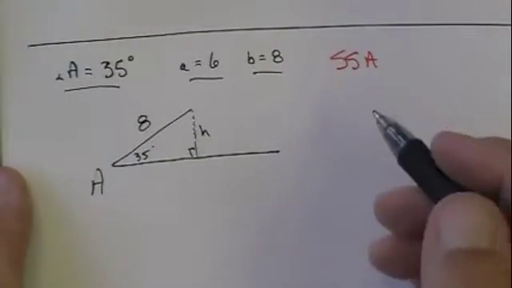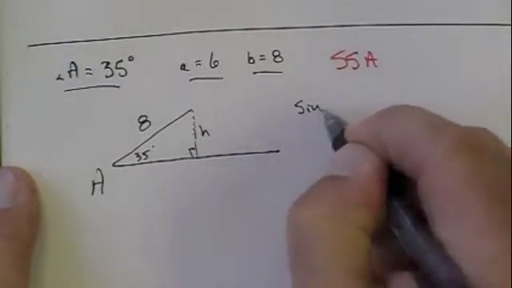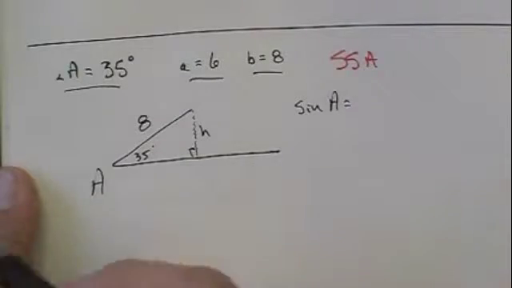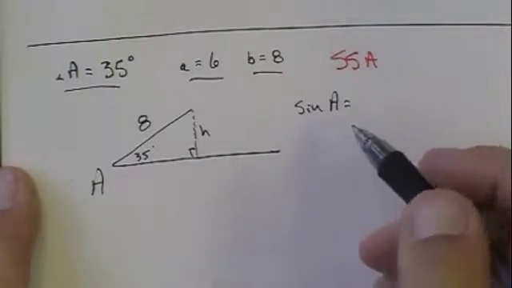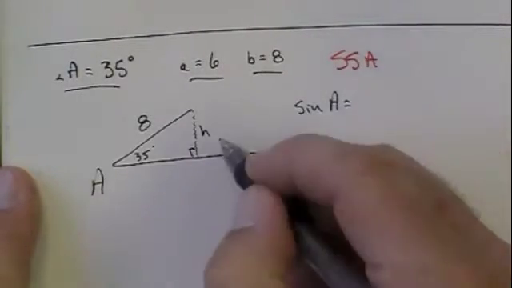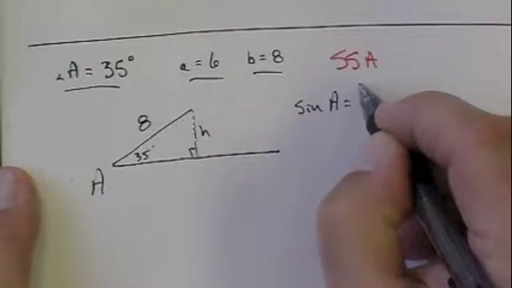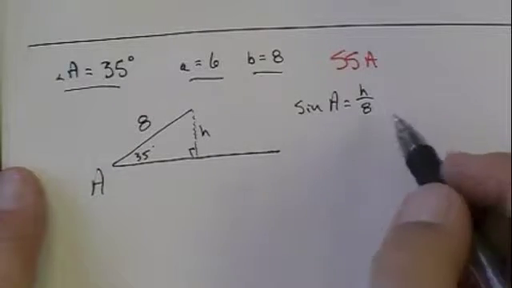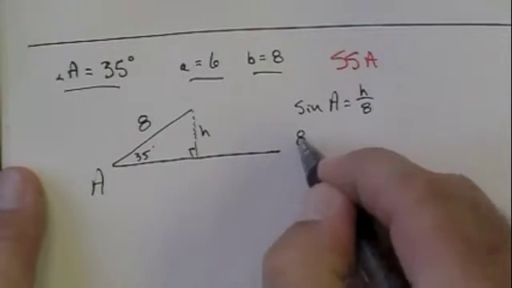So if we use sine of angle A, and we look at this opposite side, so we have sine of 35 is equal to opposite over hypotenuse, so that's h over 8. We could figure out what our h value is. We'll take 8 times the sine of A.